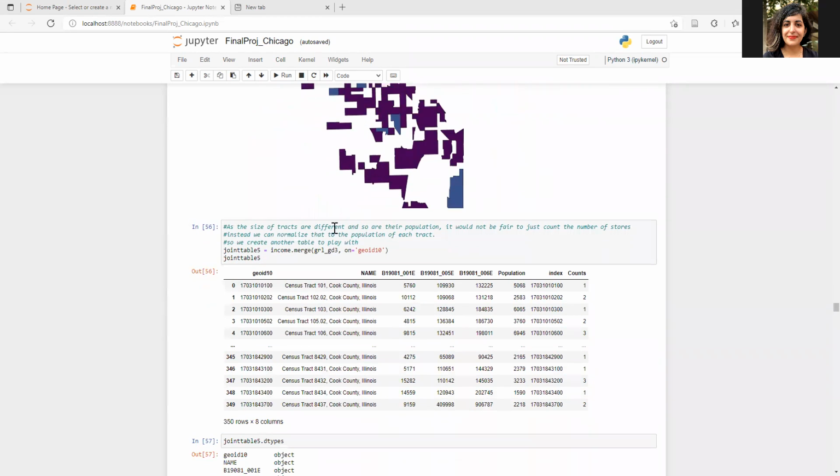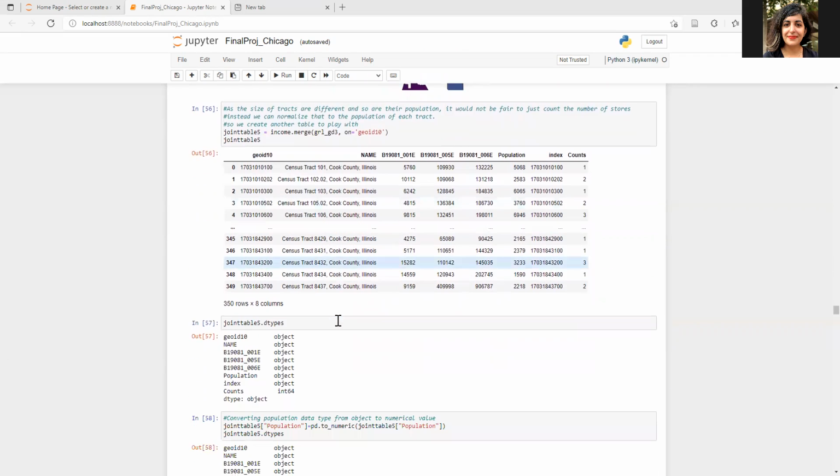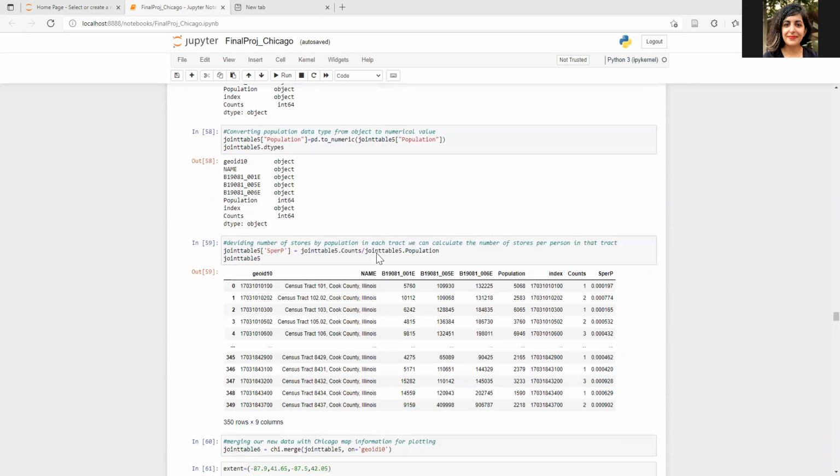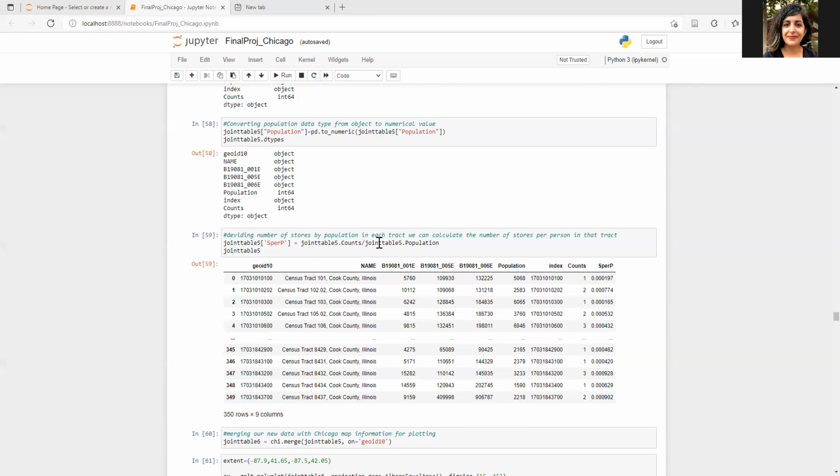In here, I created another joint table. This time I merged my income, and we know that my income CSV file contains income and population together, with my grocery stores file. Again, I checked what's going on, if I need to make any changes, if my data types are right or not. And then in here, I did some normalization.